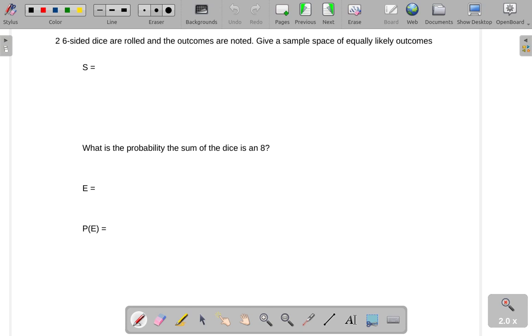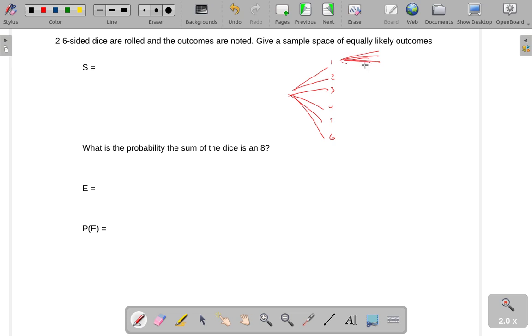Two six-sided dice are rolled and the outcomes are noted. Give a sample space of equally likely outcomes. So one way to approach this, or at least how to organize all of this, would be to think of, okay, the first die we could get 6 different outcomes. We could get a 1, a 2, a 3, 4, 5, or 6. And then based on each of those, the second die we could get, again, 6 different outcomes.